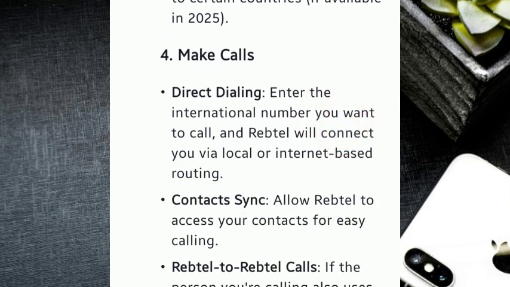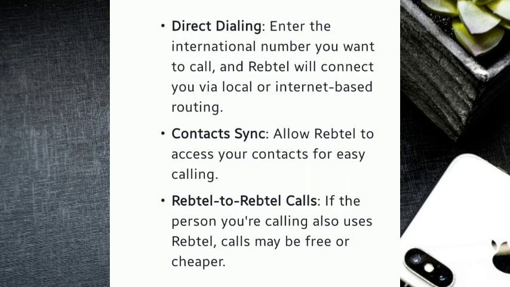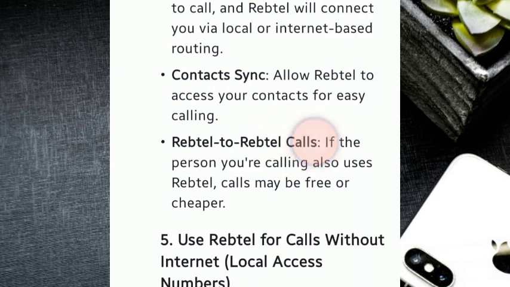So the next thing you're going to do is make calls. You can use direct dialing to enter the international number you want to call, and Rebtel will connect you via local internet-based routing. And next, contact sync. You can allow Rebtel to access your contacts for easy calling. That's part of the permissions we gave earlier. There are also Rebtel to Rebtel calls, where the person you're calling also uses Rebtel. Calls may be free or cheaper.